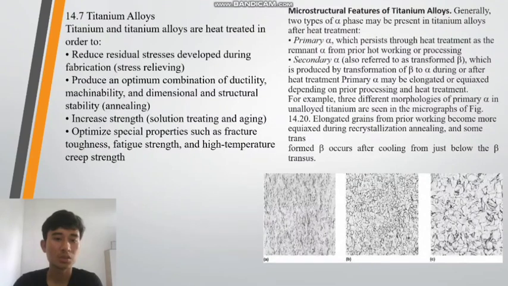For example, three different morphologies of primary alpha in annealed titanium are seen in the micrographs of figure 14.20. Elongated grains from prior working become more equiaxed during recrystallization annealing, and some transformed beta occurs after cooling from just below the beta transus.